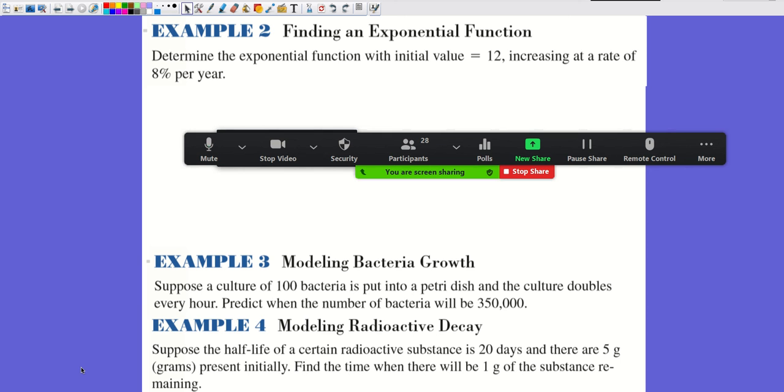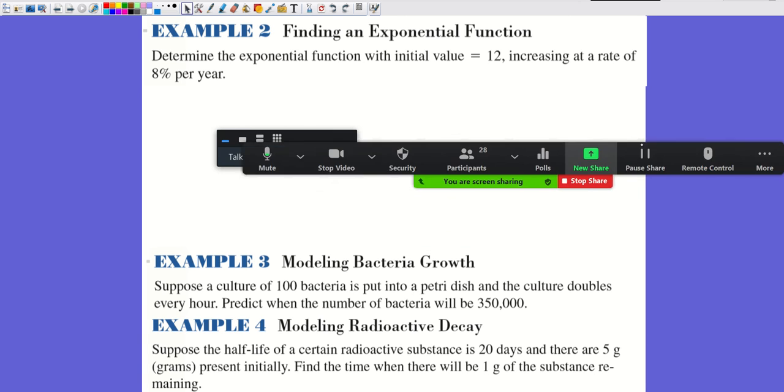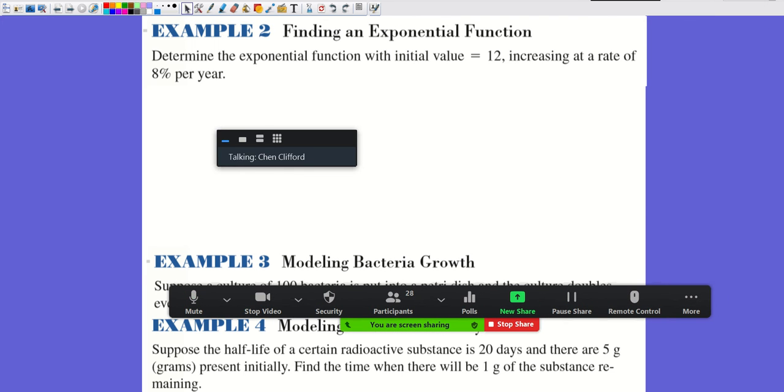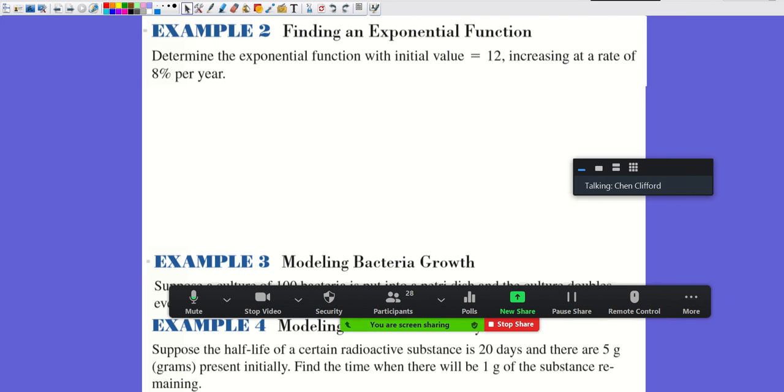Now, let's talk about exponent functions for a little bit, okay? Let's say, for example, we're just looking at example 2. Let's call this dollars. Okay, and let's say it's 12,000.